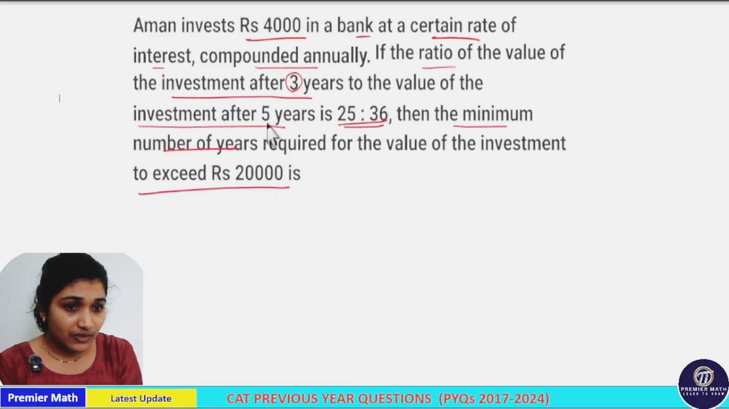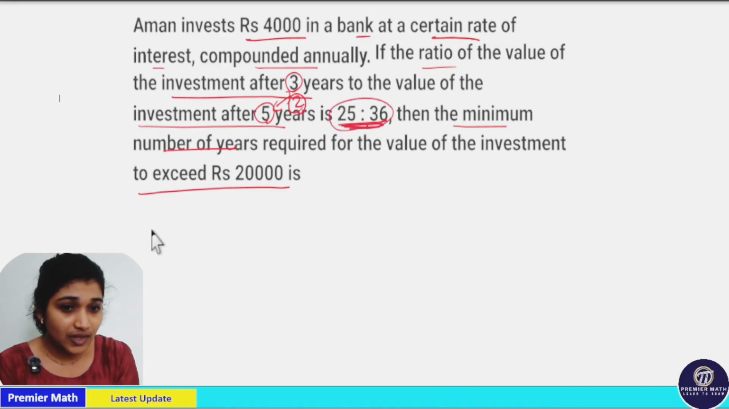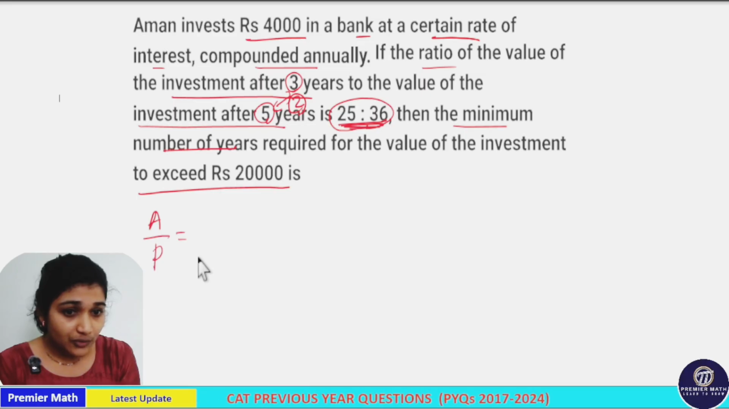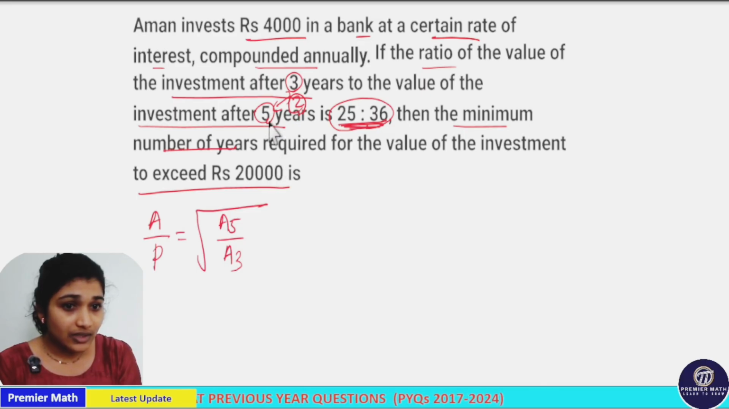Here, difference between these years is 2 years. Then you can directly take principal and amount ratio from this ratio. That is, here we can take amount by principal ratio from square root of amount after 5 years divided by amount after 3 years. Here 5 and 3 differ by 2.